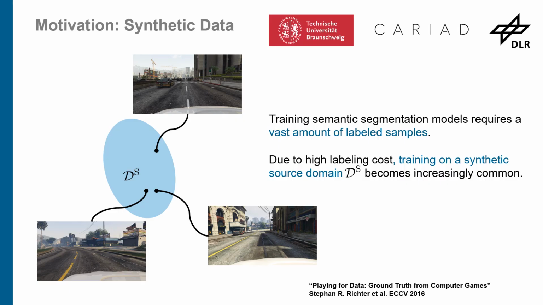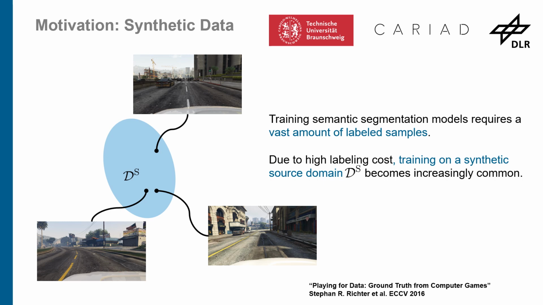Before we dive into our approach, we would like to explain what we actually mean by domain generalization. Segmentation models are trained on a certain distribution of data. This distribution of data, which has got labels, is called the source domain. We denote it here by DS. In our case, it consists of synthetic data.